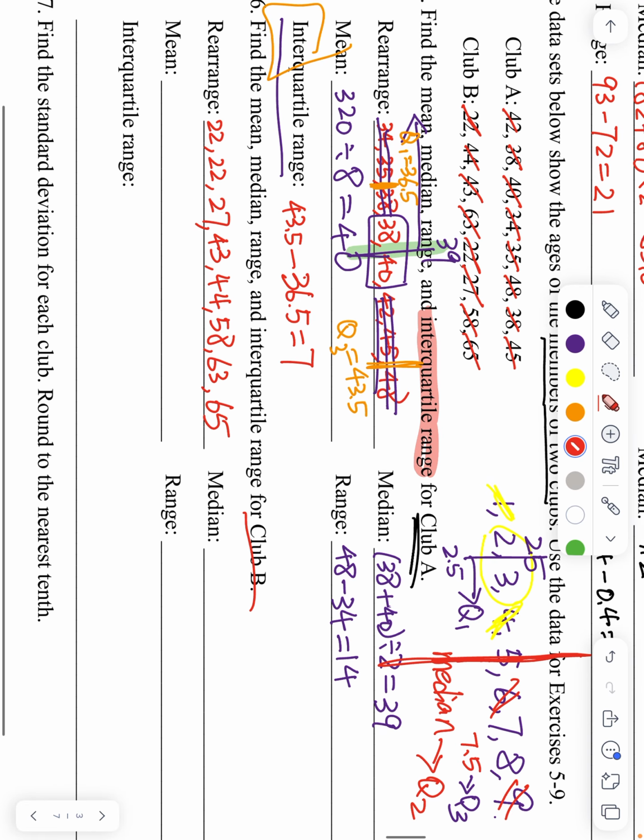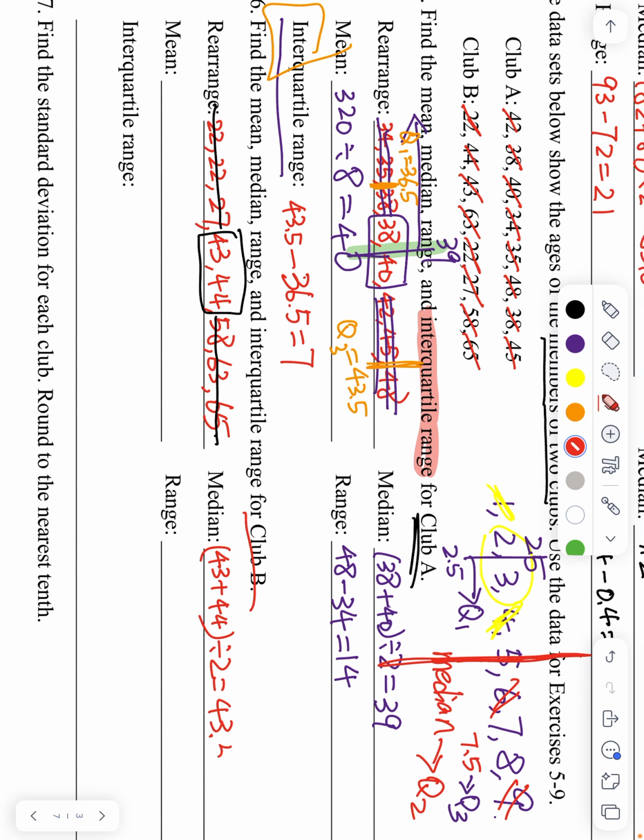Median. Let's figure out the median. I'm going to cross out 3 numbers from the left and 3 numbers from the right. We have these 2 numbers in the middle. So this is going to be 43 plus 44 divided by 2. That is 43.5. Okay, so 43.5, that's the major median. We also call it Q2.